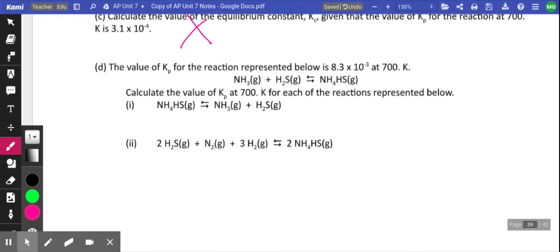So we have our reaction here and a KP value for this reaction. They're asking me to alter this reaction, and that alters my K value. So if I look at part 1 here, it's the same reaction, but in reverse. If I reverse a reaction, remember to get the K, I'll take 1 over the K value here, which would be 1 over 8.3 times 10 to the minus 3. And that'll give me a K value of 120.